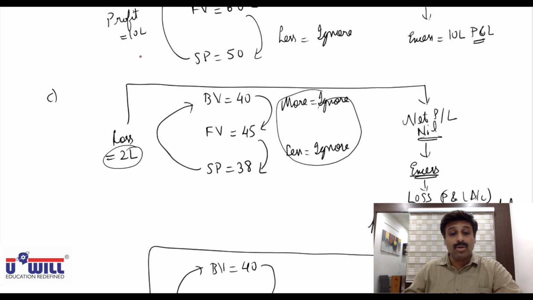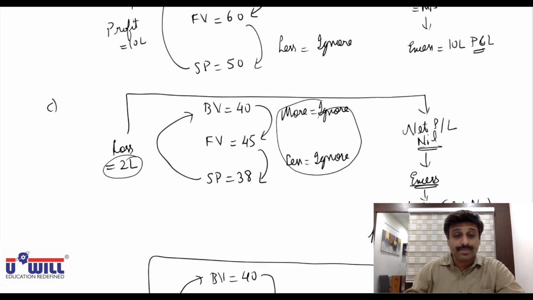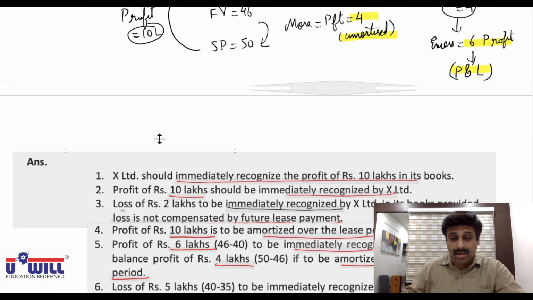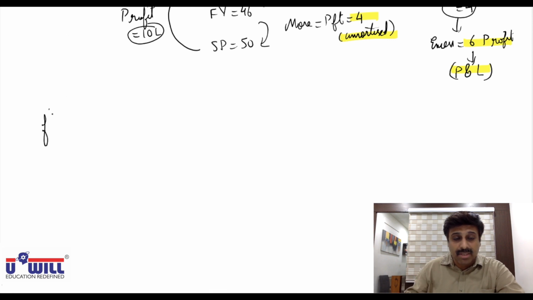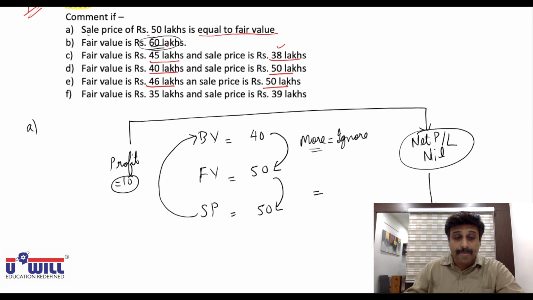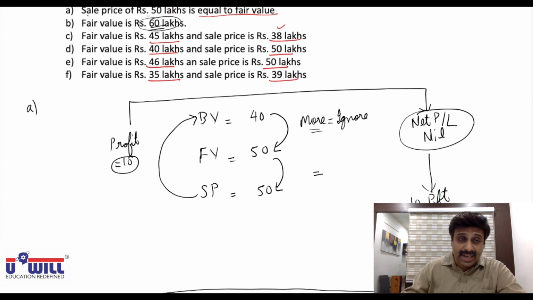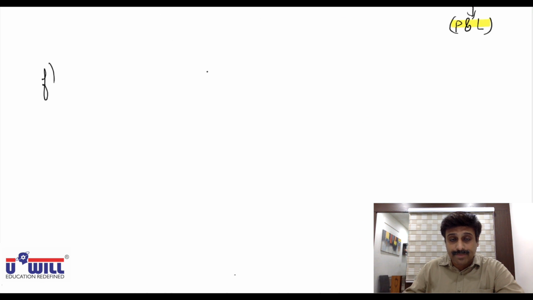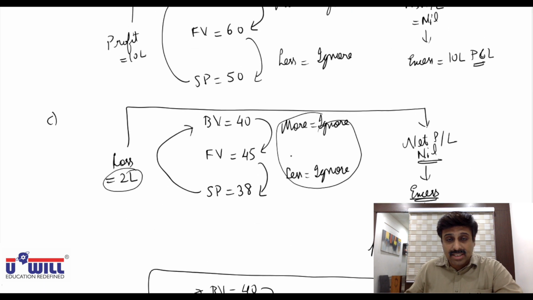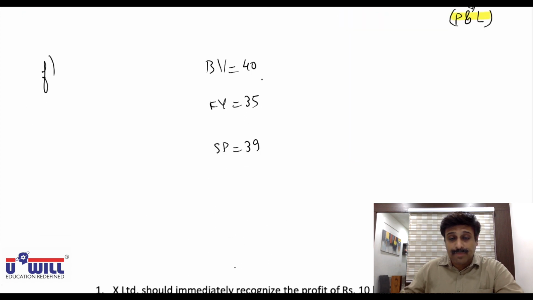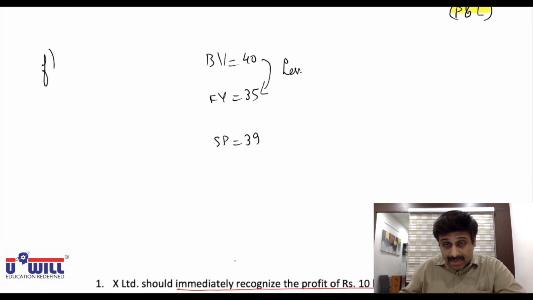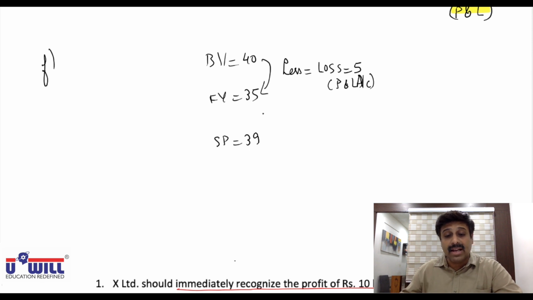Now the last situation, look at situation F. The one trick which I have given you will serve the purpose in all the situations. Fair value is 35 lakhs, selling price 39 lakhs. Let us do it. Book value 40, fair value 35 and selling price 39. Now, fair value is less than book value. First time it has come across less. So there is a loss of 5 lakhs. Now this loss you will take to the P&L account immediately.